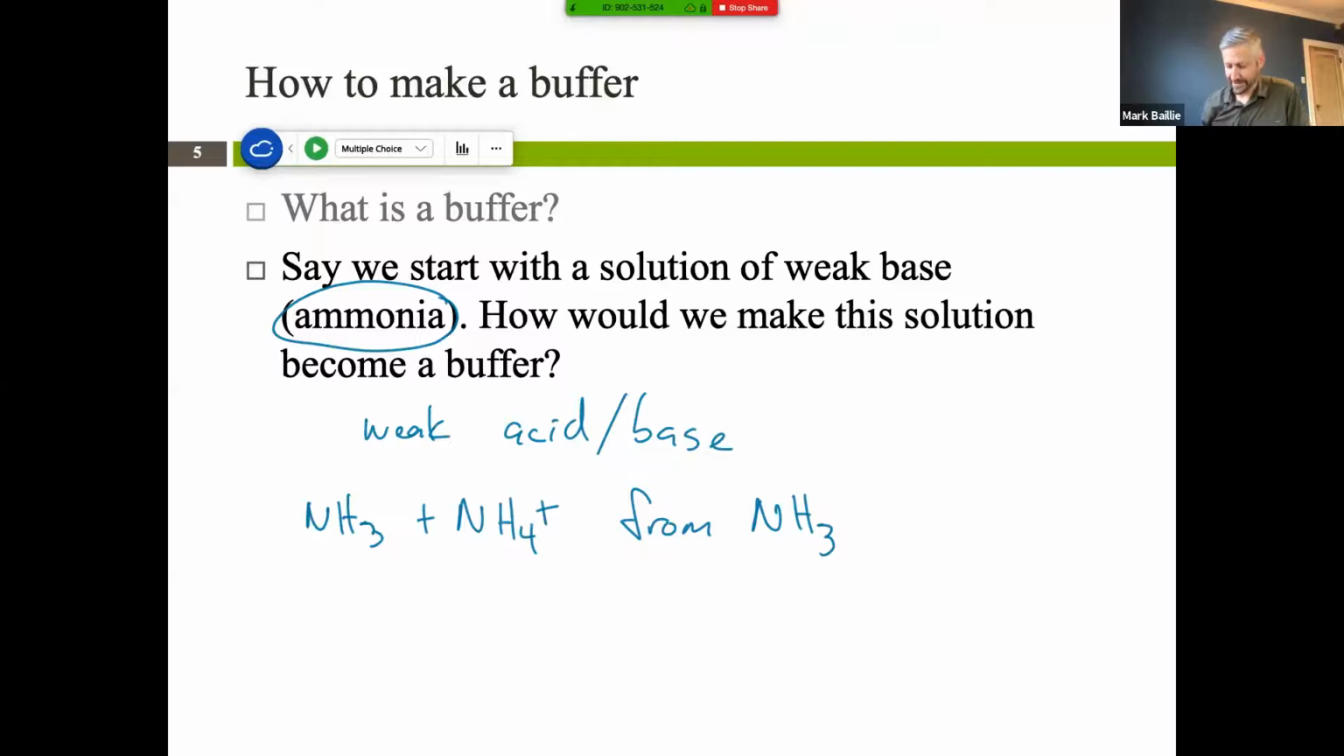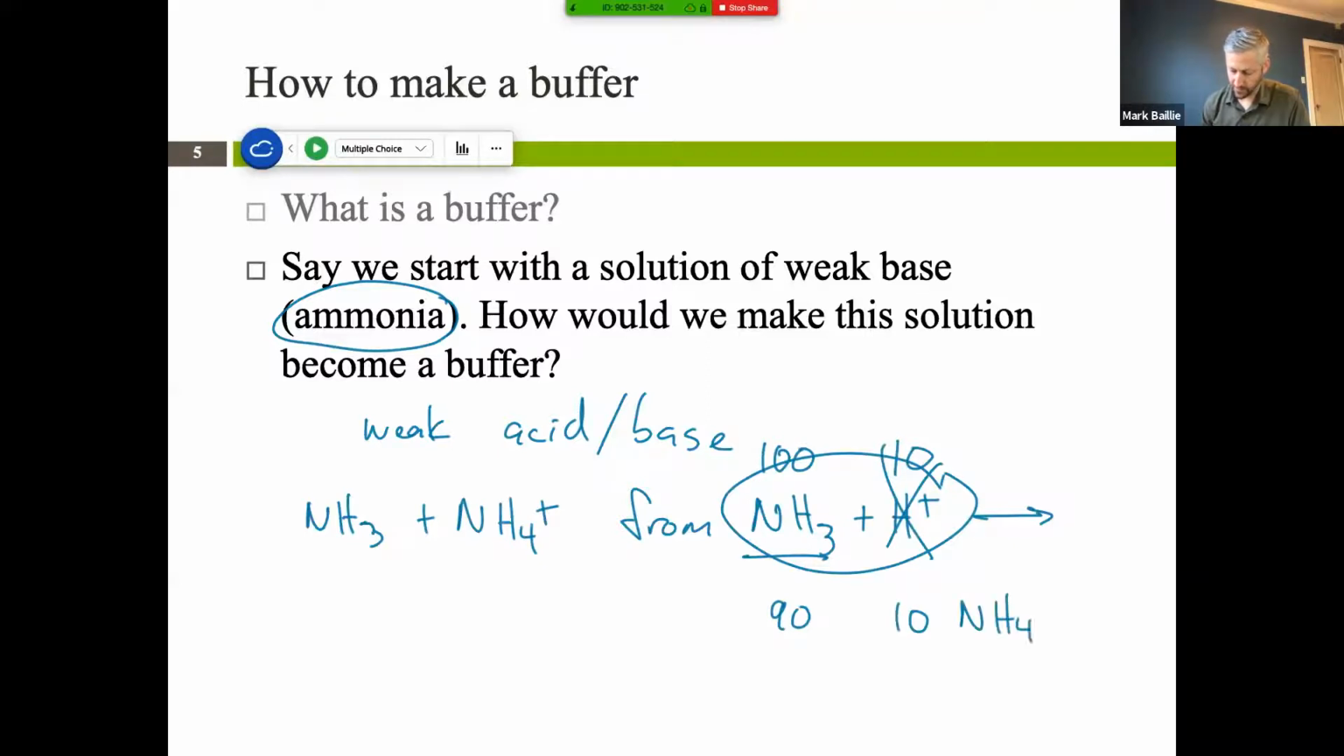Exactly. So if we have NH3 and we add H plus from some source, a strong acid, then these two are going to combine until the strong acid is totally used up. Let's say we had 100 of these to start with and we added 10 H pluses. In the end, we're going to have 90 of the NH3s. We're going to use all of the H plus up, and we're going to make 10 of the NH4 pluses. So now we have a 9-to-1 ratio of a weak base and its conjugate acid.